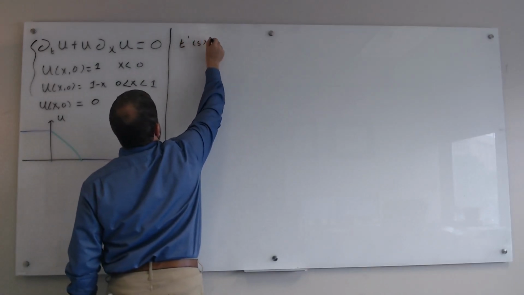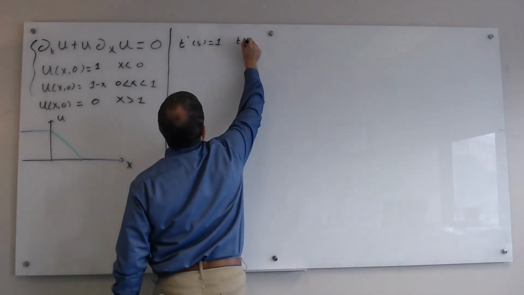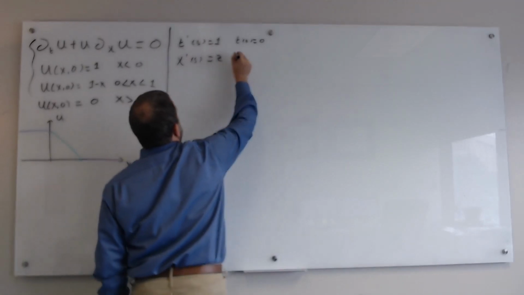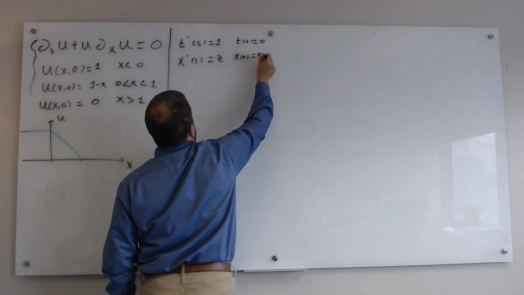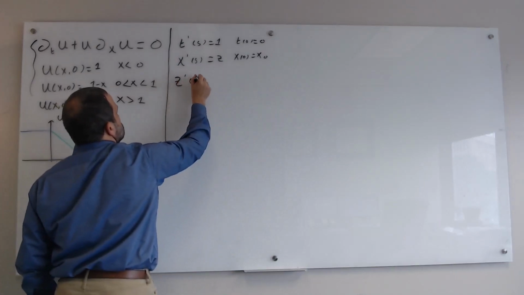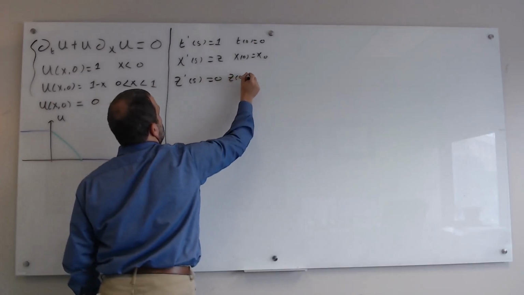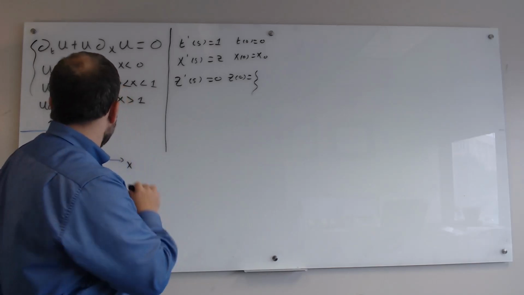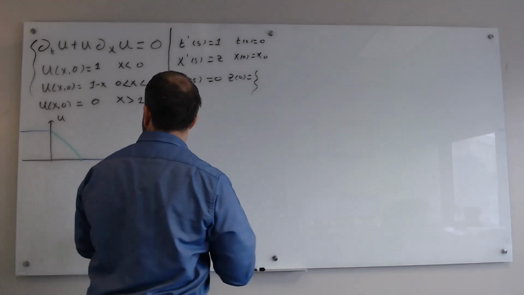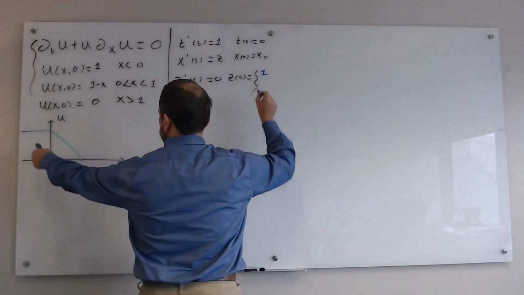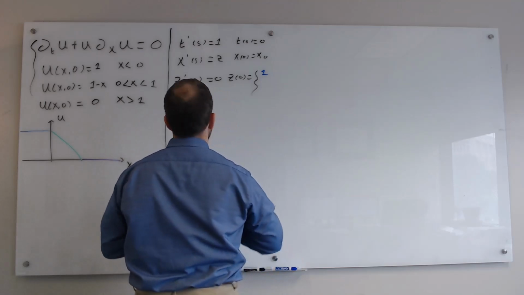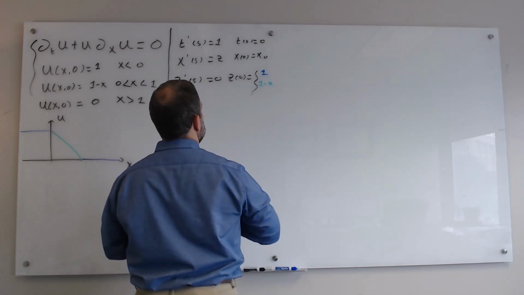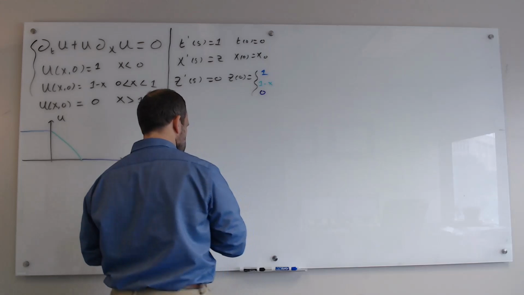So I'll write the characteristic differential equations over here. So t prime of s is going to be equal to 1, and t of 0 is going to be equal to 0. x prime of s is going to be equal to 0. x of 0 is equal to x naught. z prime of s is equal to 0. And then z of 0 is going to be equal to, let's say, 1 if x is less than 0, equal to 1 minus x if x is between 0 and 1, and it's going to be equal to 0 if x is bigger than 1.